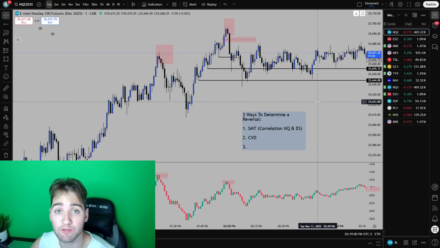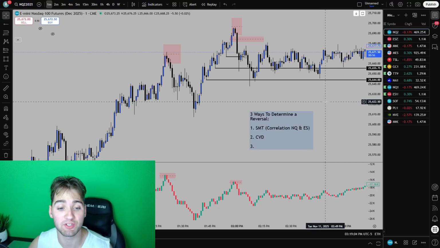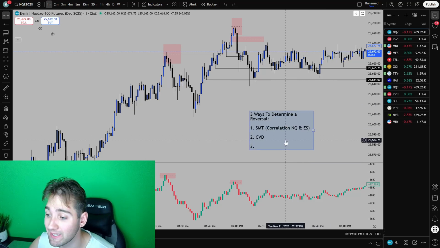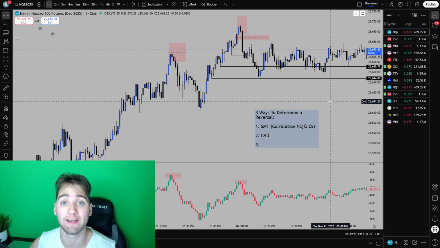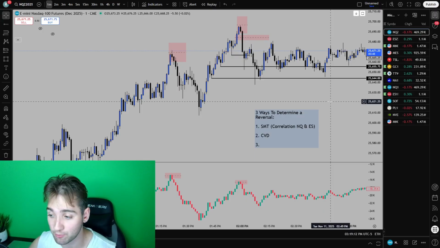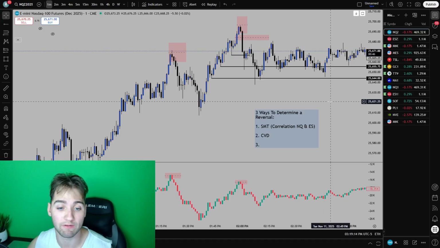You know, the more confluences you have, the better, but you don't want to overcomplicate anything. You simply just want to take one of these three ways to determine a reversal and apply it within your strategy to win trades more, if you take reversal trades or whatever the deal is. This works, by the way, on continuations as well.